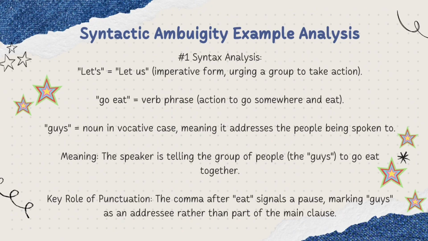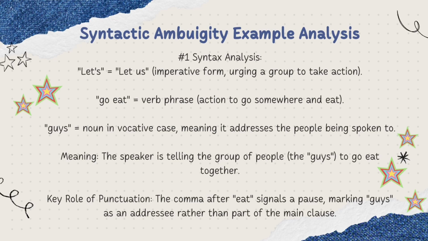Now, let's analyze how the meaning of the sentence changes without the comma. The phrase still begins with let's, meaning let us, in an imperative call to action. The verb phrase go eat guys shifts its meaning here due to the absence of punctuation. Without the comma, guys becomes part of the predicate and serves as a direct object of the verb eat. This makes it seem as though the speaker is instructing the group to literally eat guys. The interpretation shifts dramatically, turning into a humorous or absurd statement suggesting cannibalism.